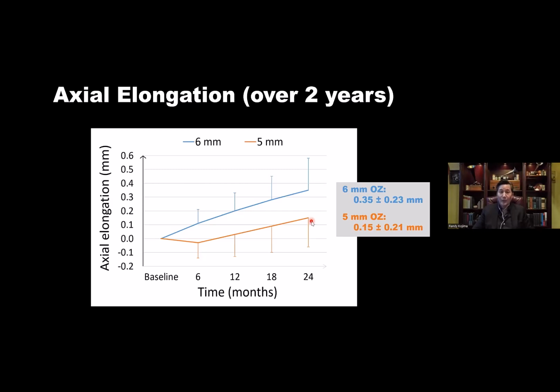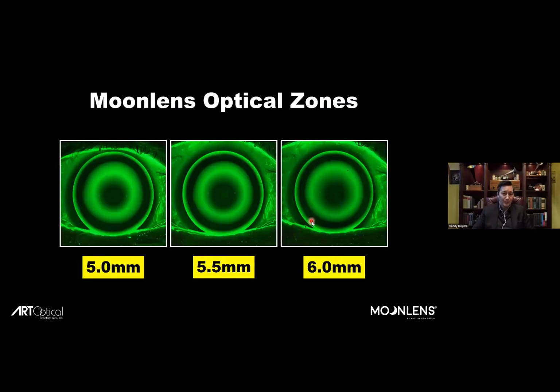We know that we can create even better myopia control. And I don't think we're done yet. I think this is one step in improving the myopia control. I think we need to continue the research and see if even better myopia control is possible. So today, with the Moon lens, you have the ability to create different optics for patients, whether it's an adult or whether it's a child.